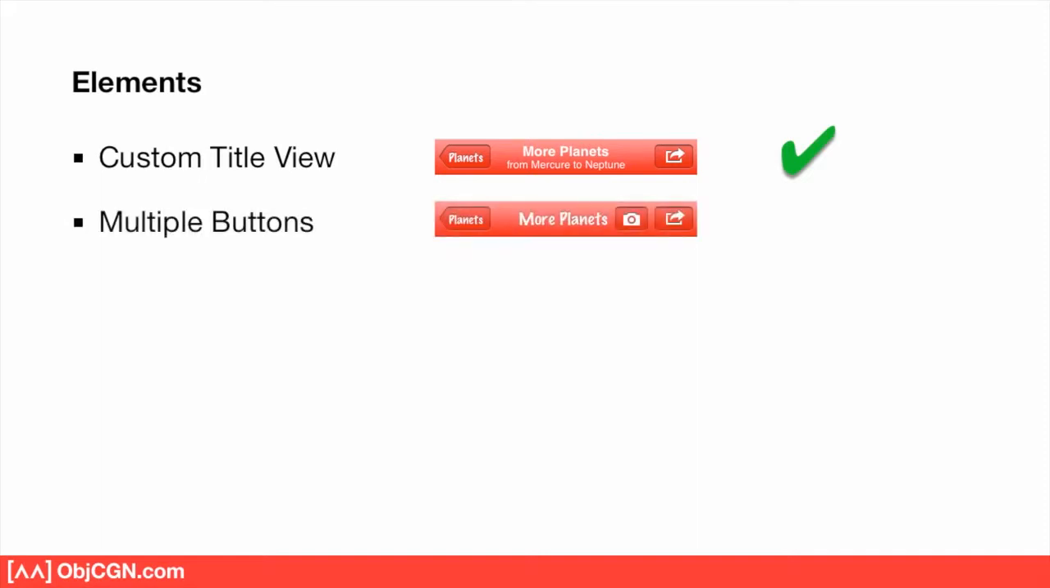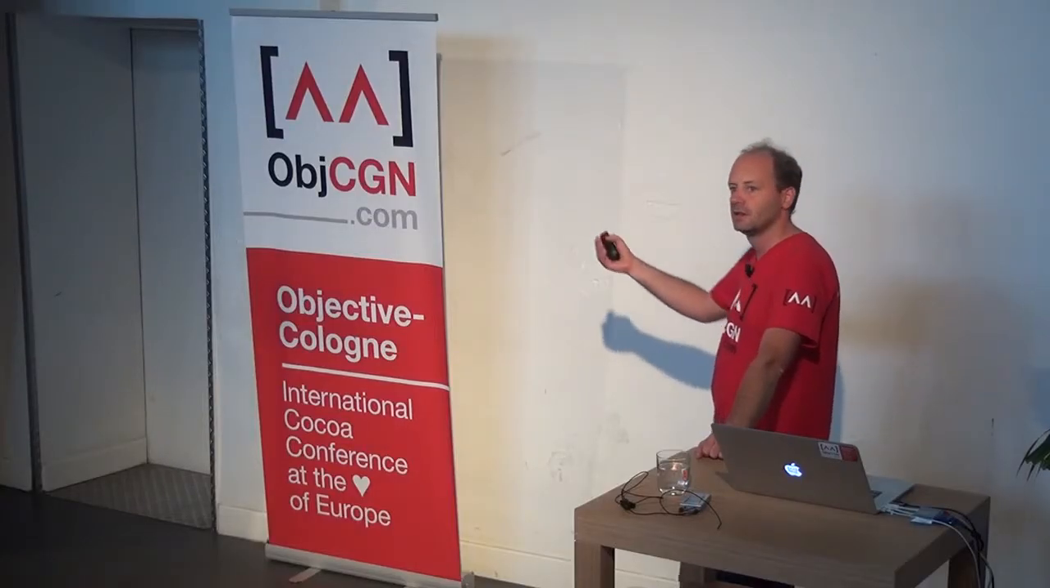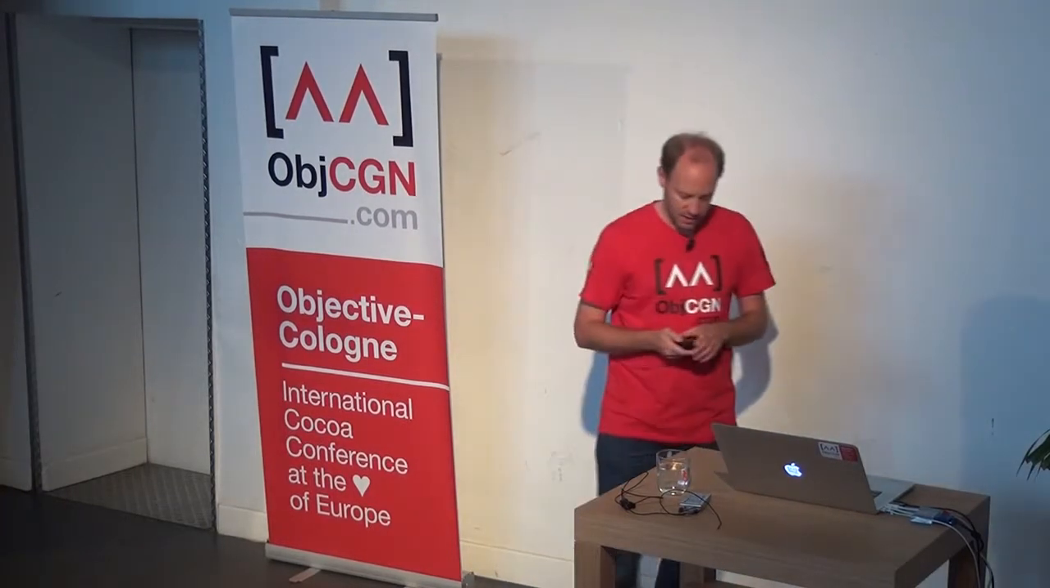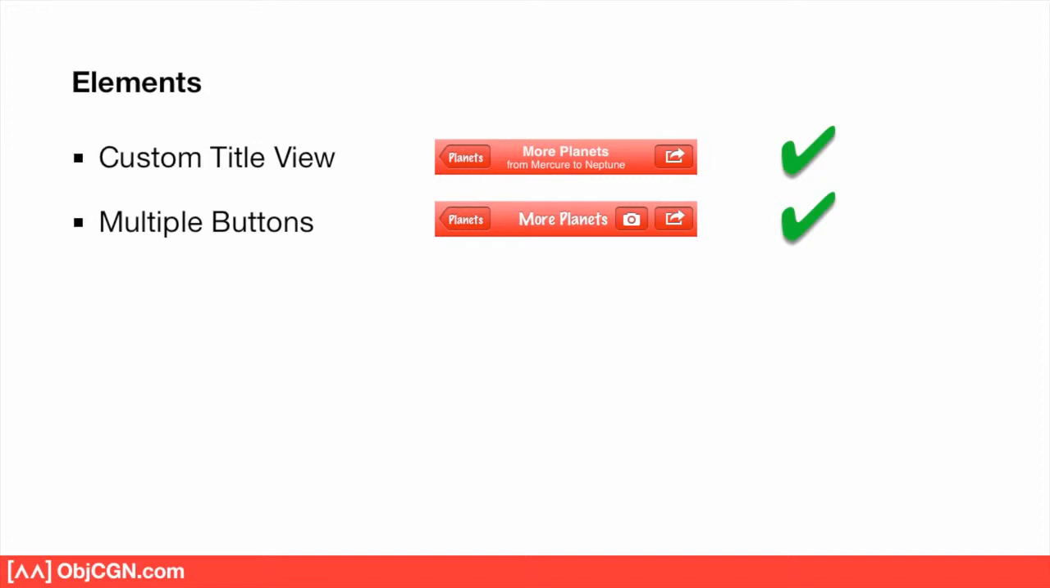There is the possibility of multiple buttons. That actually was also possible before iOS 5, basically by assigning a custom view to a button that consisted of two different buttons. In iOS 5, it's much easier. Basically, you can supply just an array of items that you assign to the left side or the right side of the view.